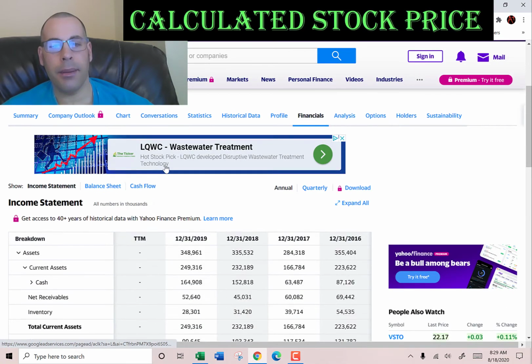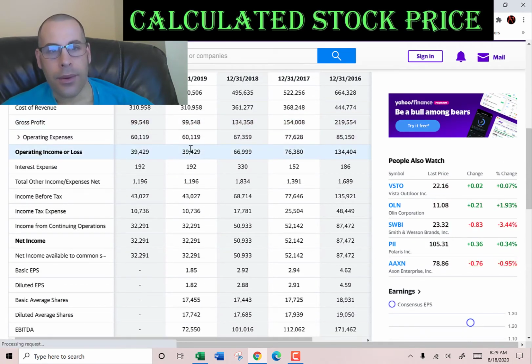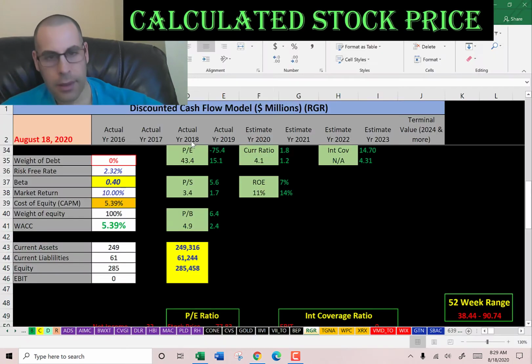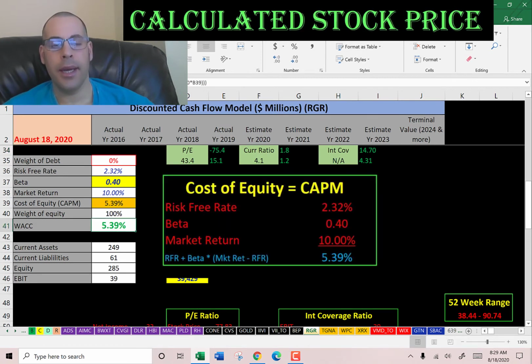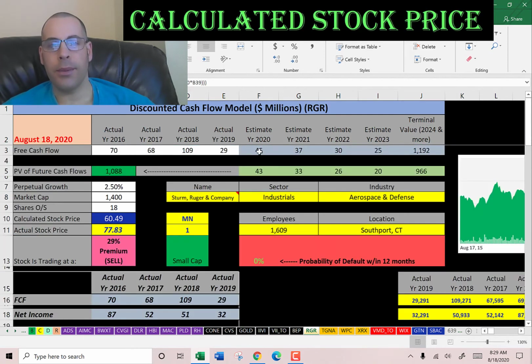Let's get their operating income. That's $39 million. Let's look at a capital structure. They're 100% equity. Cost of equity is 5.39%, and that's the discount rate we're going to apply to the future cash flows. So we estimated 4 years of future free cash flows.